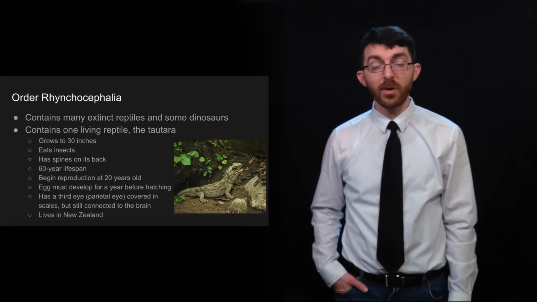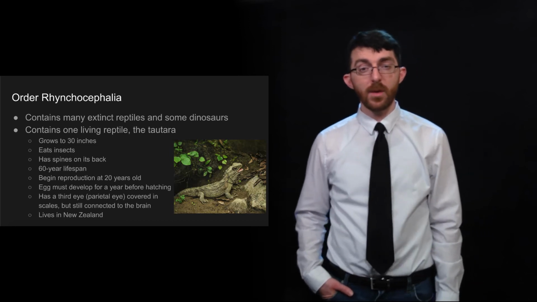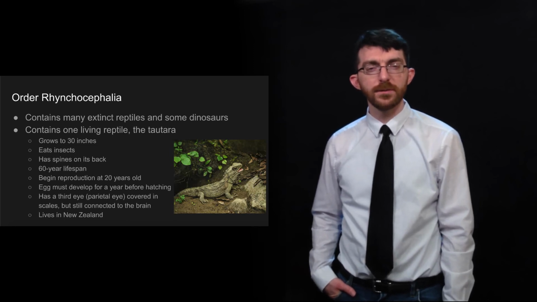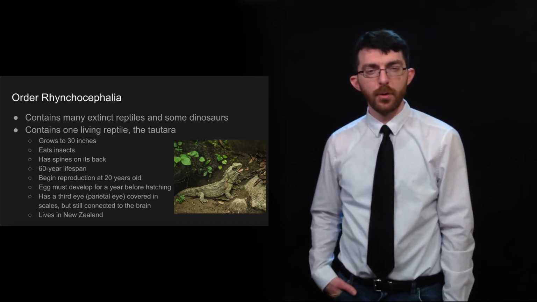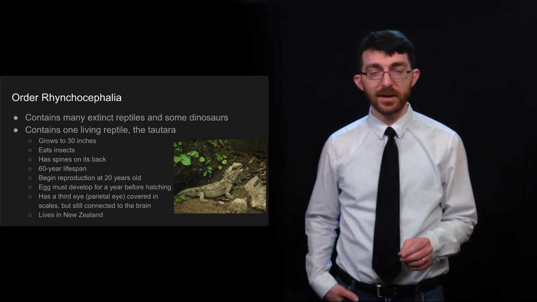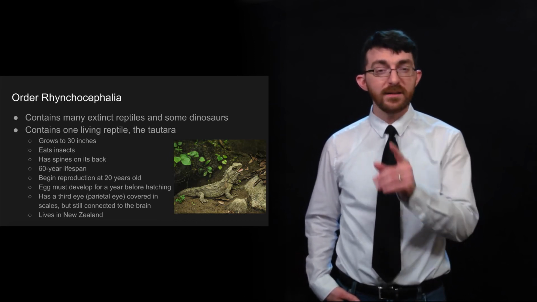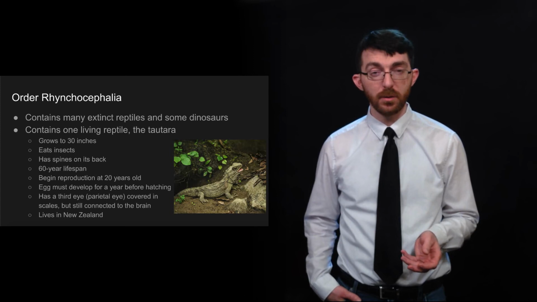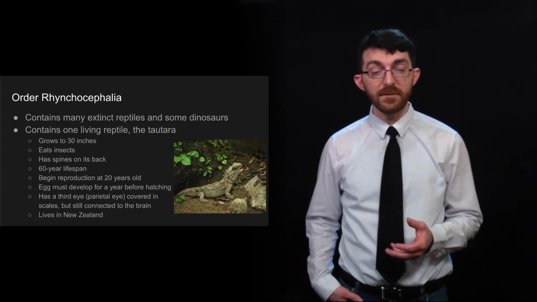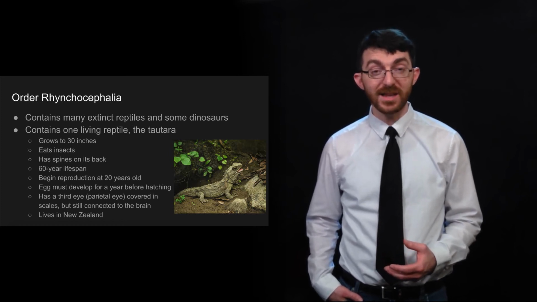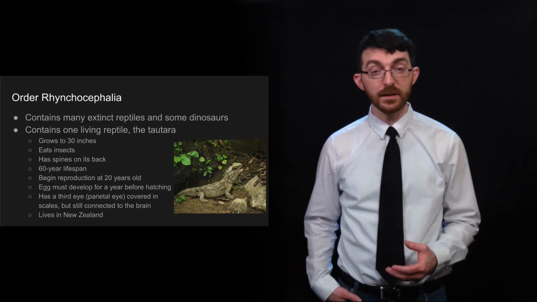All right, so there's one more order of reptiles, and then we're through. That would be order Rhynchocephalia. That order contains many extinct reptiles and some dinosaurs. It only contains one living reptile, the tuatara. The tuatara lives in New Zealand, so we may not know much about it, but it can live for 60 years. It doesn't reproduce until it's 20, and its egg takes a year to develop before hatching. That's quite an extended lifespan.